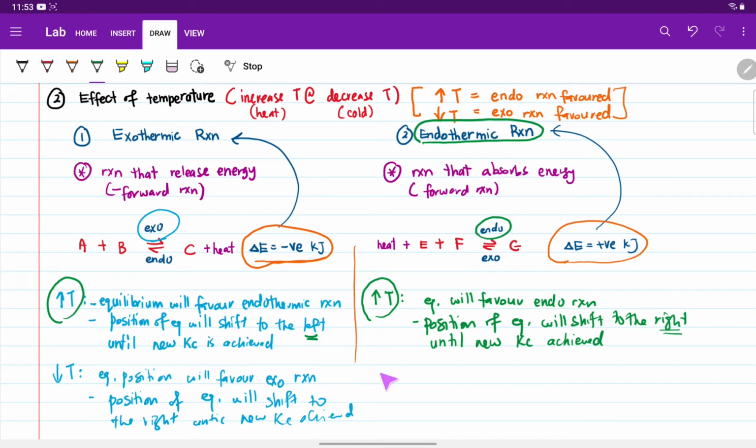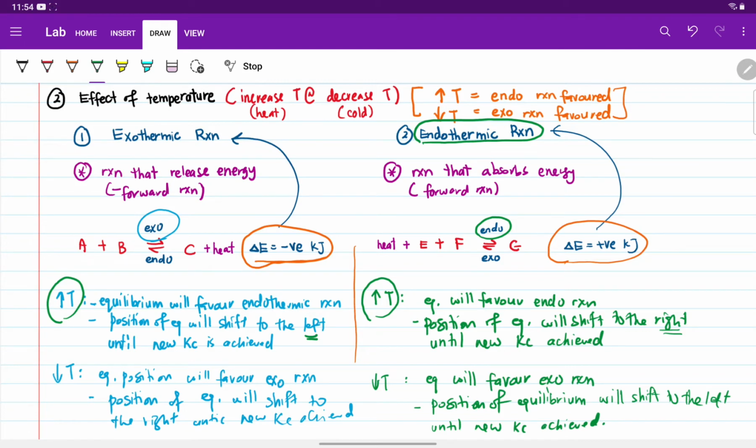Okay, sama juga untuk decrease temperature. So, kita kata dekat sini, when temperature decreases, equilibrium position akan favor exothermic reaction. So, kita tengok balik ke equation kita, exothermic reaction sekarang dekat mana? It's our reverse reaction. Reverse reaction shift ke mana? It will shift to the left. So, that's why untuk betulkan balik disturbance tadi, to re-attain equilibrium, position of equilibrium will shift to the left until new Kc is achieved. Okay, so yang tu adalah effect of temperature.